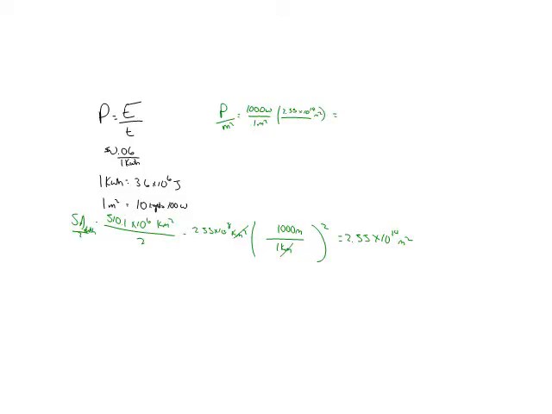Yep. So this gets rid of this. So this is watts. This is how much power output the Earth has at any second. It's this many joules per second, because watts is joules per second.